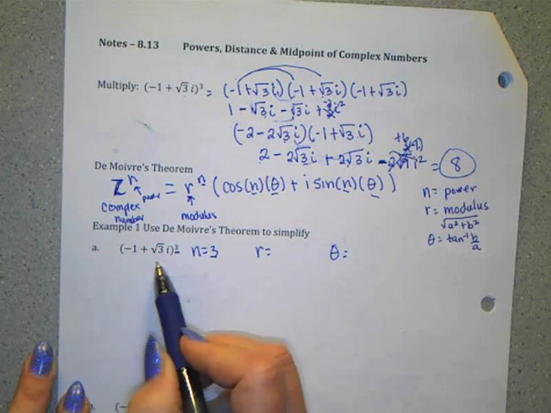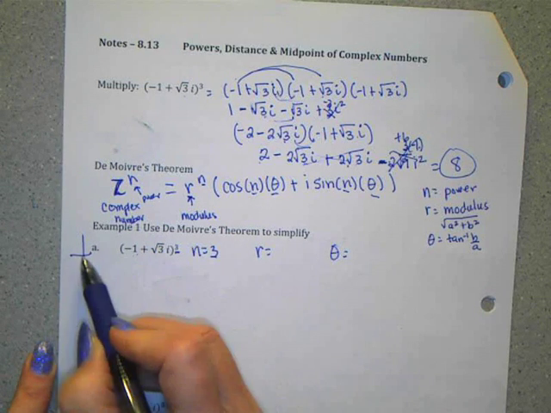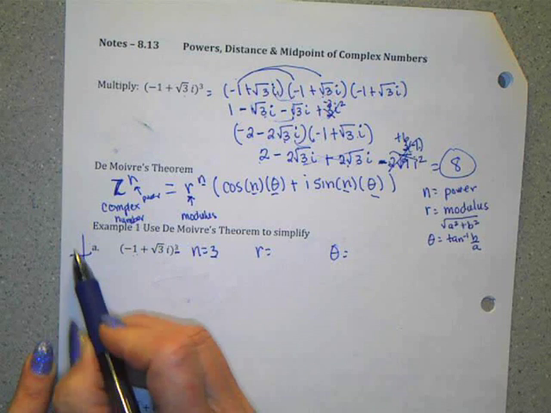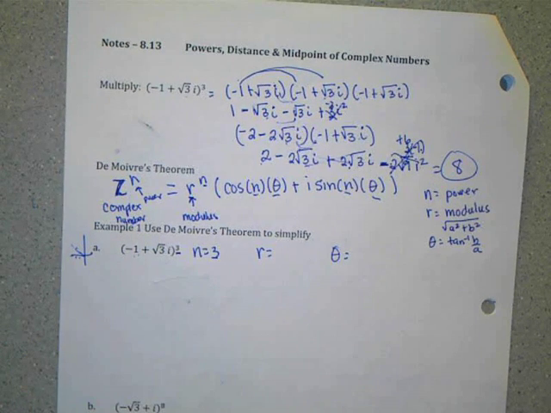Now, if it's -1 plus the square root of 3i, then that means if I were to go graph it for just a minute, my real piece is 1 to the left on my real axis, and then it's up square root of 3. So it's right here, it's in the second quadrant. That will be helpful for me to remember, especially when I go to find my angle.